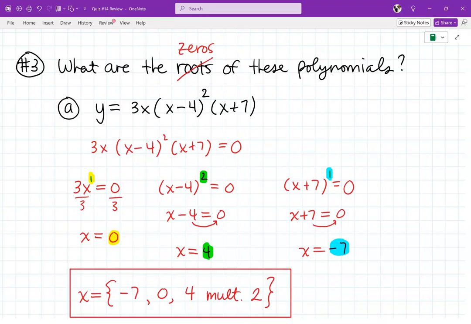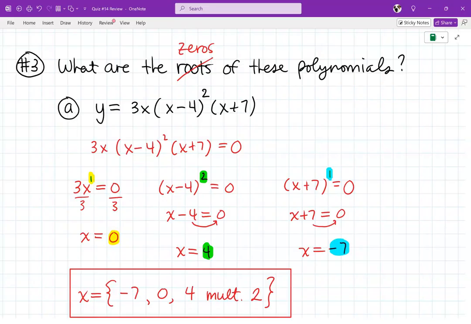Remember, if it has multiplicity 1, we don't write that. Okay, we never write multiplicity 1. Now 0 and negative 7, just to think ahead, if we have to do this, 0 and negative 7, those are odd multiplicity, right? Because their powers are 1.